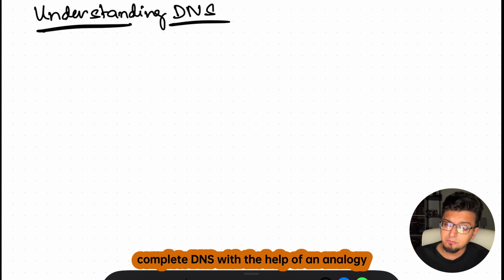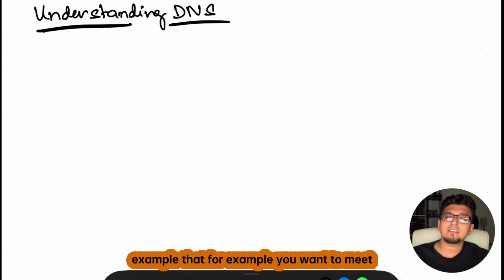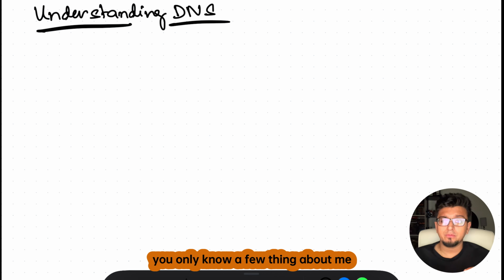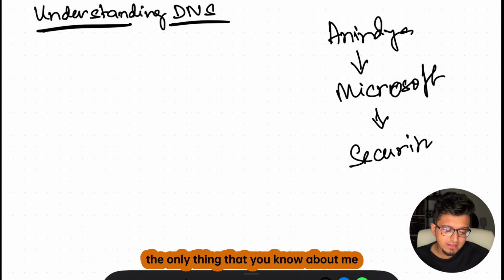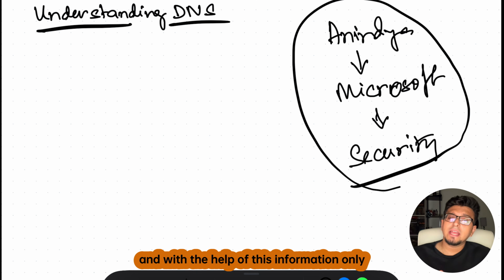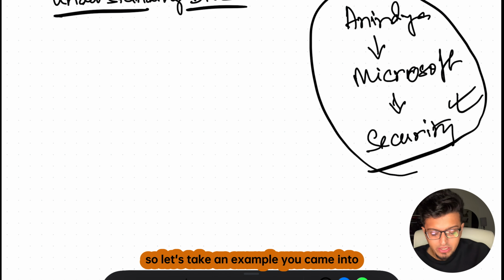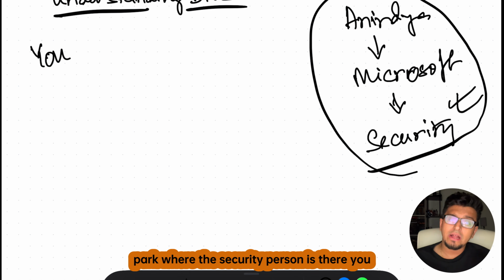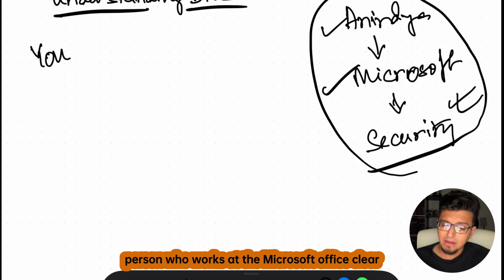To understand this complete DNS with the help of an analogy, let's take an example that you want to meet me in my office, and let's assume that you only know a few things about me, that is my name and which team I work in at Microsoft. This is the only thing that you know about me, and with the help of this information only you want to meet me in the office. So you came into my tech park where many other buildings are also there. At the very entry of the tech park, where the security person is, you will tell him that you want to meet this person who works at the Microsoft office.